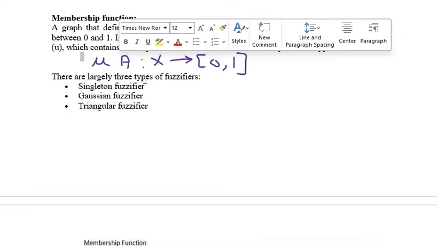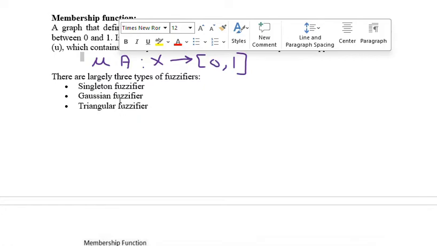The values between 0 and 1 are represented in square brackets, which means 0 and 1 are also included. If we use normal brackets, 0 and 1 are not included, but here we have used square brackets, so the values 0 and 1 are included, and at the same time the values in between 0 and 1 are there. So A is the set, X is the universe of discourse. This is the representation of the membership function.